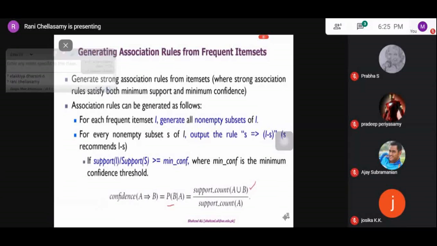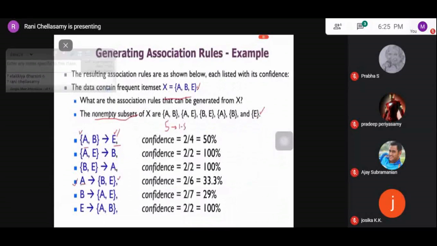So how to frame the rule, that is S implies I minus S. For that, you need to go by generating the non-empty subsets. If you're taking the frequent item set ABE, then find the non-empty subsets of X. X is the frequent item set, and the non-empty subsets of this X are A, B, E, AB, A comma E, and B comma E. Here you have 6 non-empty sets.